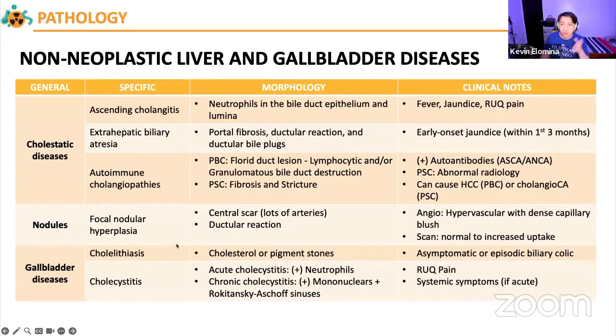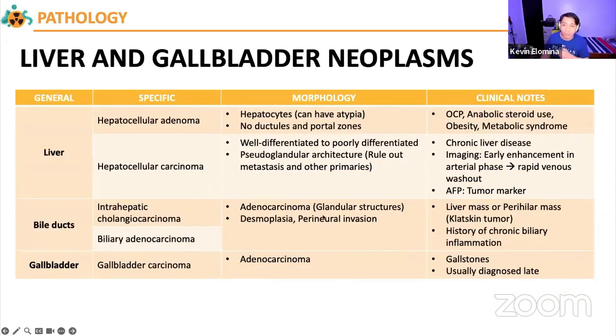Now, for your nodules, your focal nodular hyperplasia, it's a tumor-like lesion, but it's not neoplastic. Okay? And then yung gallbladder diseases nyo naman, you have your gallstones. Okay? So remember that your gallstones are risk factors for gallbladder CA. Yeah. So yung cholecystitis, most commonly, it's caused by stones. So alam nyo na ang presentation ng cholecystitis naman, no? Usually right upper quadrant pain.